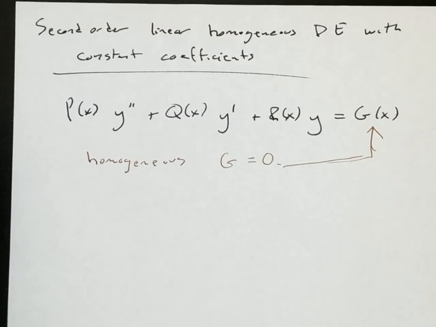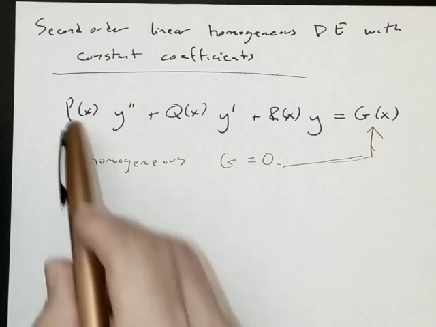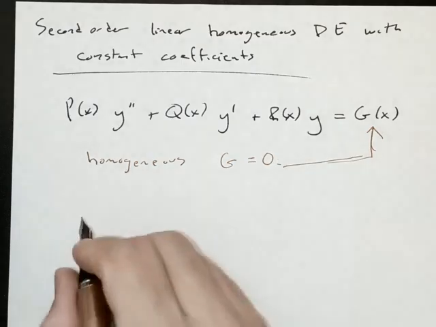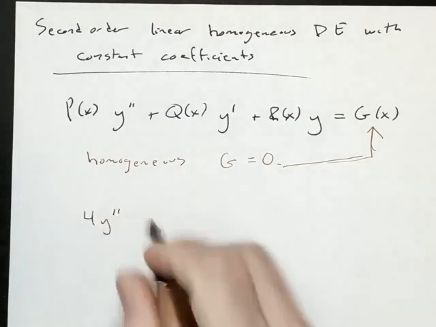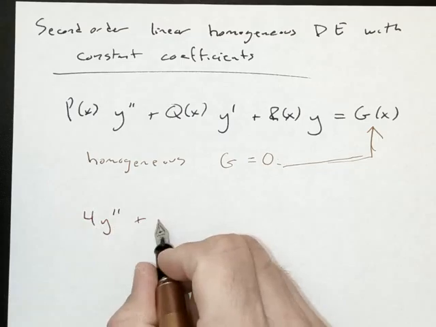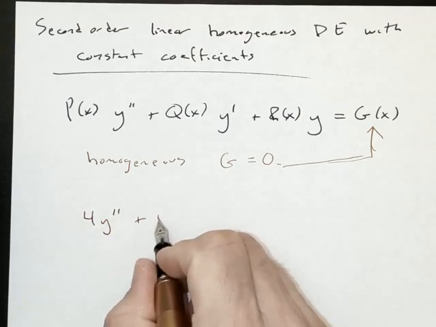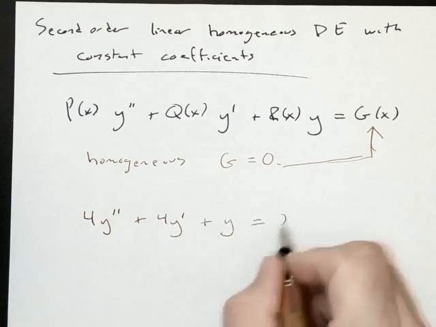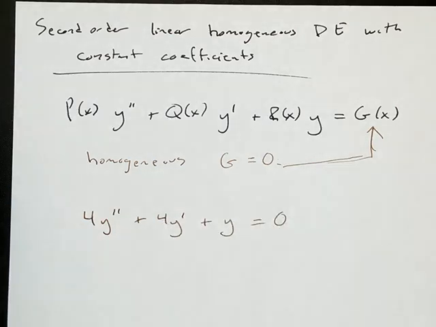But then it goes even further, and it says, let's look at ones with constant coefficients. Well, the coefficients are the p, the q, and the r. So if I'm looking at a second-order differential equation with constant coefficients that's homogeneous, it'll look something like this.